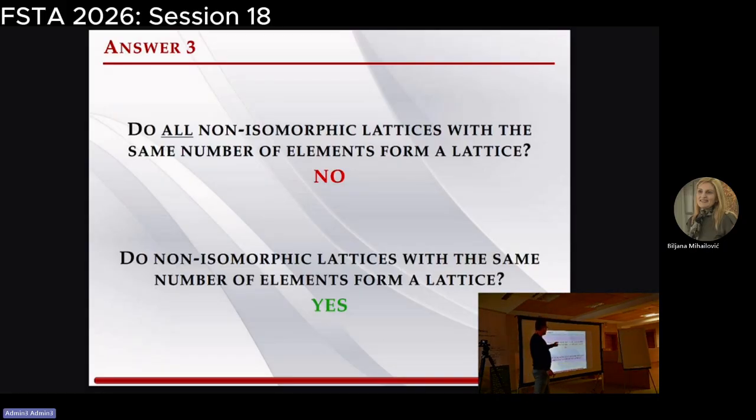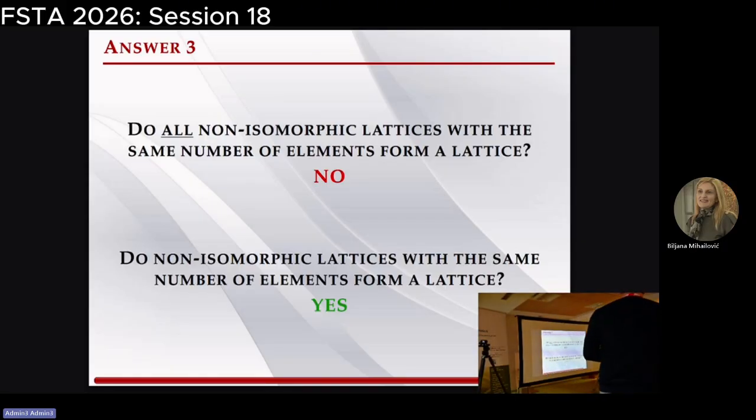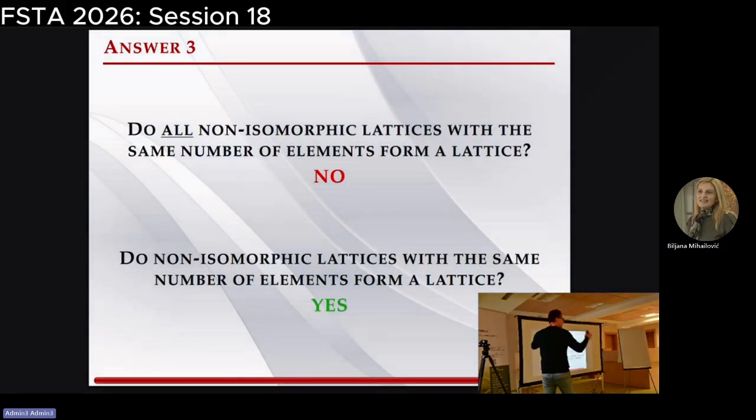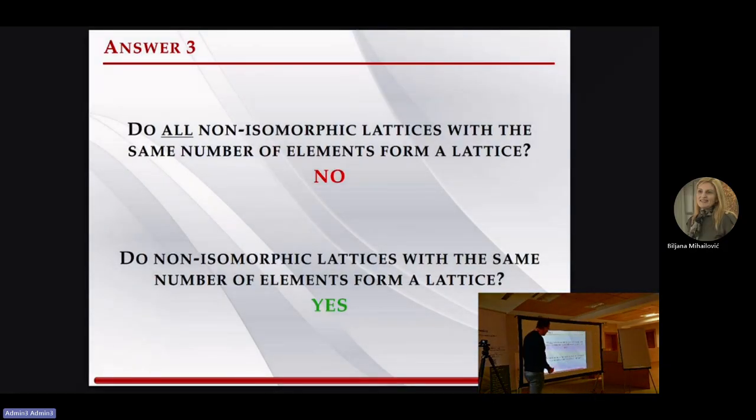So if we return to question 3, do all non-isomorphic lattices form a lattice? No. But if we take some subset, then of course we get a lattice.